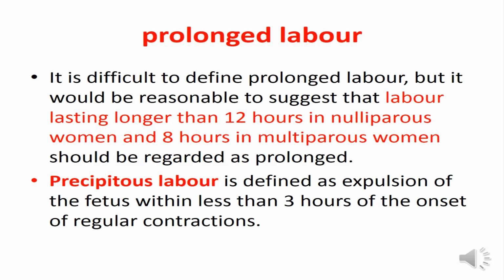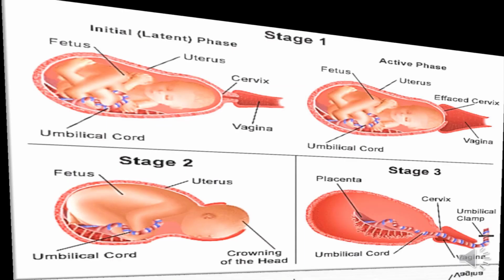Here, as you see, stage 1, latent phase. Cervix is closed. This is the fetus. Active phase, the cervix begins to be dilated and effaced. Second stage, full cervical dilatation and the crowning of the head. Third stage, delivery of placenta and membrane.